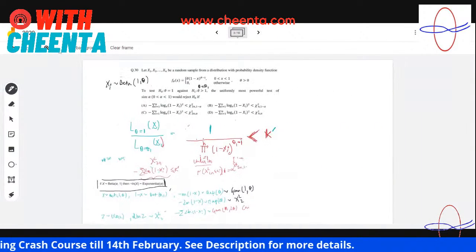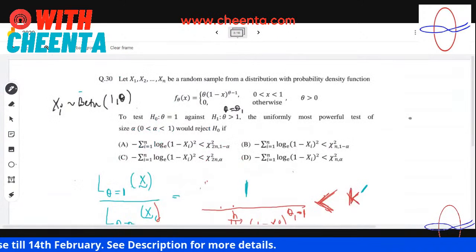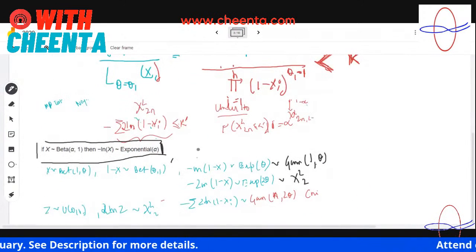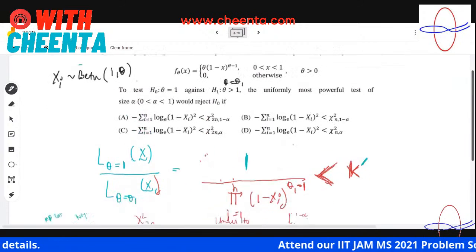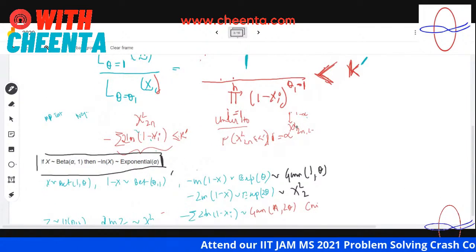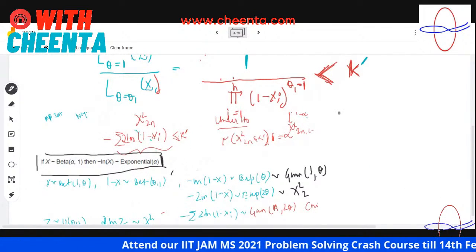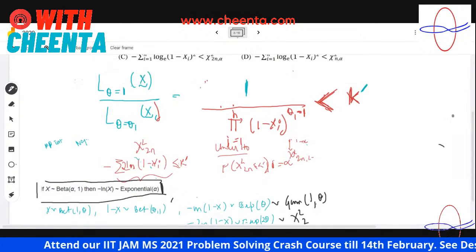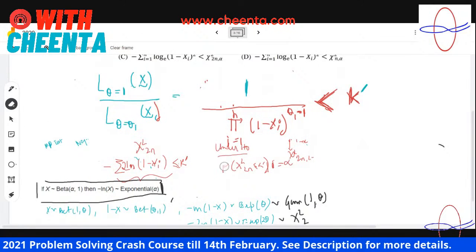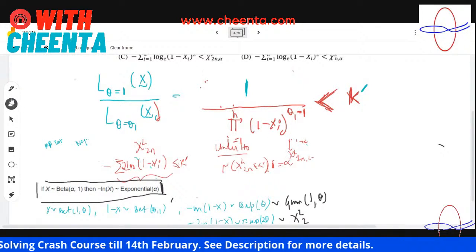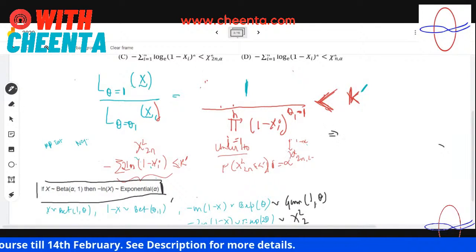Okay, remember this relationship. And therefore, under H naught when theta is equal to theta 1, let's try to see this. So what is really happening? Therefore you just take minus log of it. Now you just take minus log of it, what do you get?